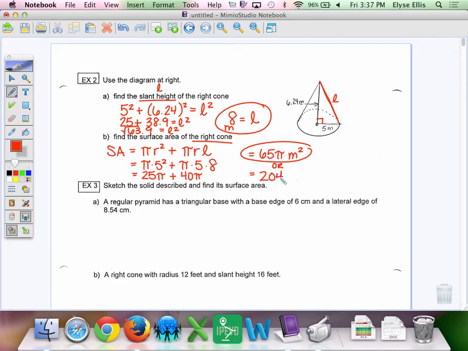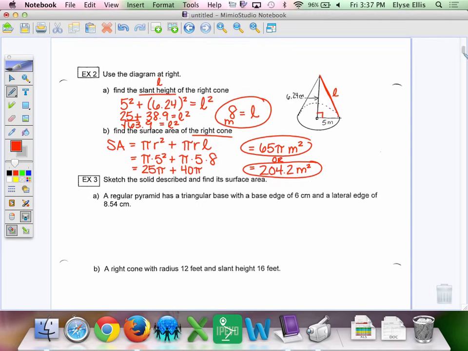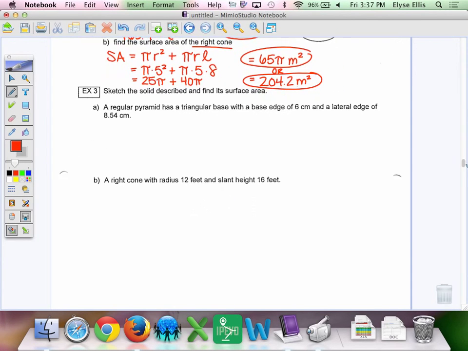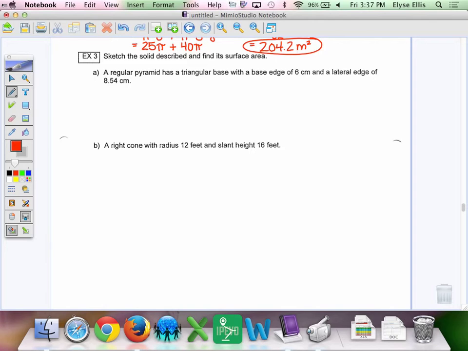Or, if you want to work the pi in there, you're going to get something close to 204.2 meters squared. You get a little bit of a bigger answer when you calculate the pi into your answer. All right, so we've seen a pyramid, we've seen a cone. Let's try drawing our own pictures. This is going to get a little interesting. In example 3, they want you to sketch the solid, so we'll draw a picture, and find its surface area.